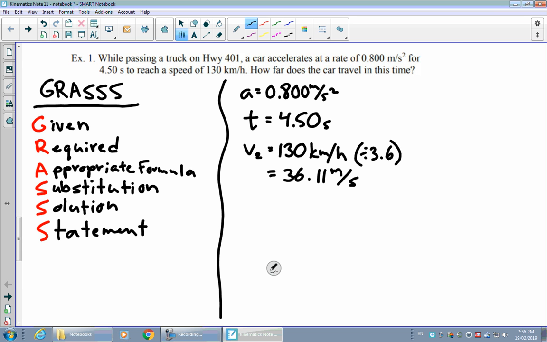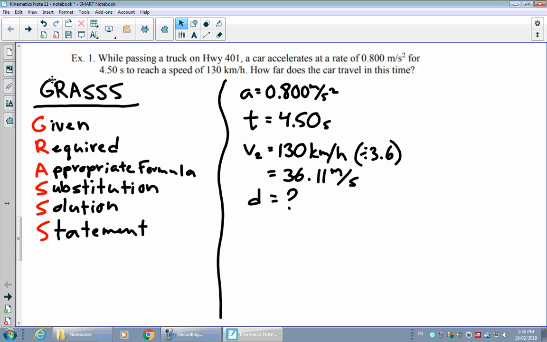That's all the information we were given in this question, but we now need to think about what we are required to find. Well, it says how far, and how far means it's some measurement of length. Or in our case, in kinematics terms, we would say it's displacement. So we are looking for D. How many meters has this thing actually displaced itself?